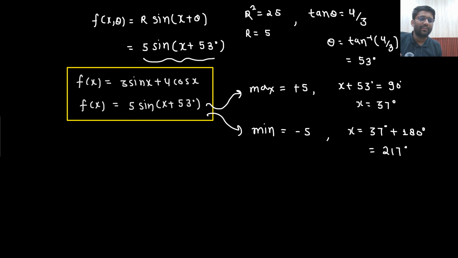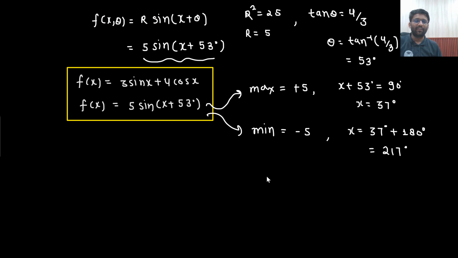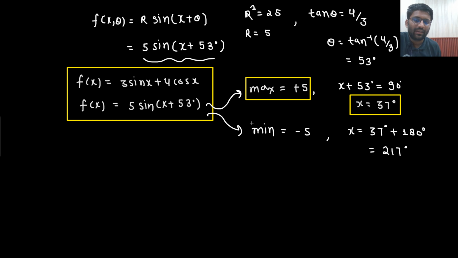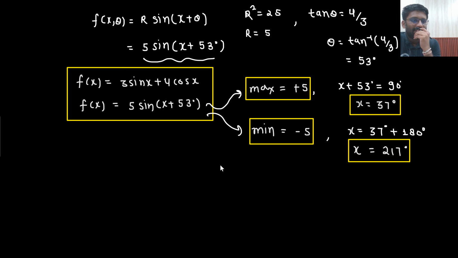So what we have done is that we converted this 3 sin x plus 4 cos x into 5 sin(x plus 53 degree). From there we get to know that our maximum value is plus 5 and it is occurring at 37 degree. Our minimum value is minus 5 and it is occurring at 217 degree. Is that clear to you? Understandable? Or what you could have done is that x plus 53 degree should be equal to 270 degree, because sin 270 is minus 1. So from there as well, 270 minus 53, you will get 217 degree only. So this is the way of solving the first question.